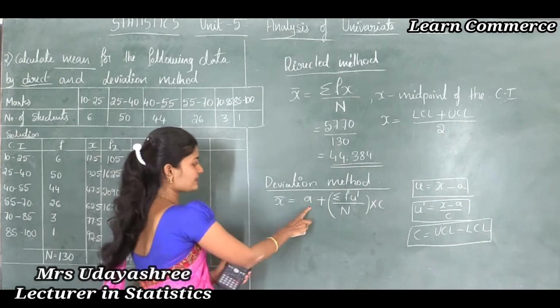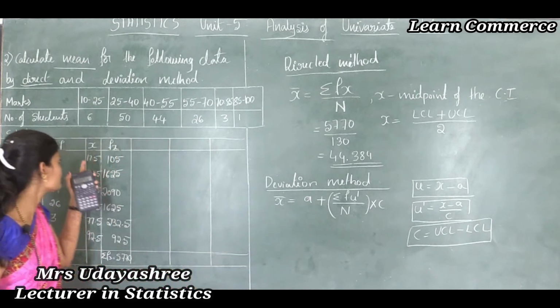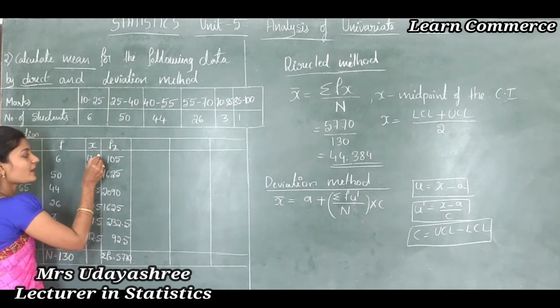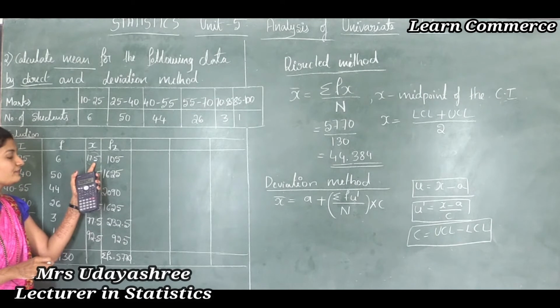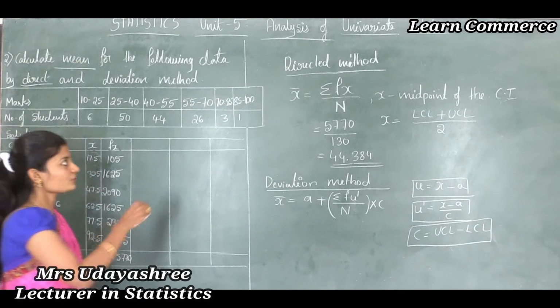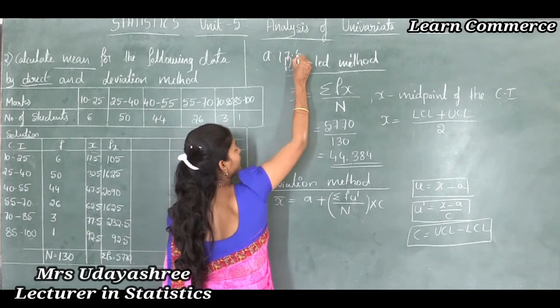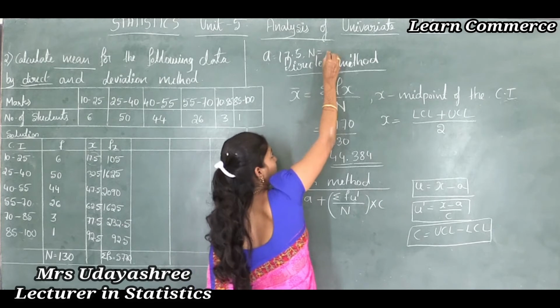So here what is a? A is the assumed mean, which we need to find in the x observations only. See here, in x observations 17.5 is the smallest value. So I will consider 17.5 as a. So here a is 17.5 and capital letter N is 130.